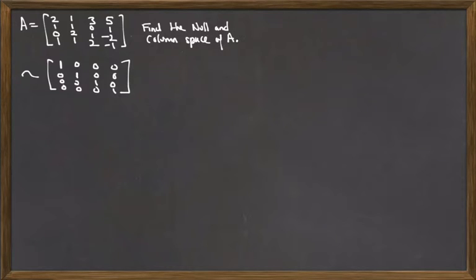Okay, in this video we'll do one more example of finding the null space and column space of a matrix. I have a matrix here, A. It's a 4 by 4 matrix. I've row reduced it, and it row reduces to the 4 by 4 identity matrix. Pause the video and copy down the problem, and then we'll get started.